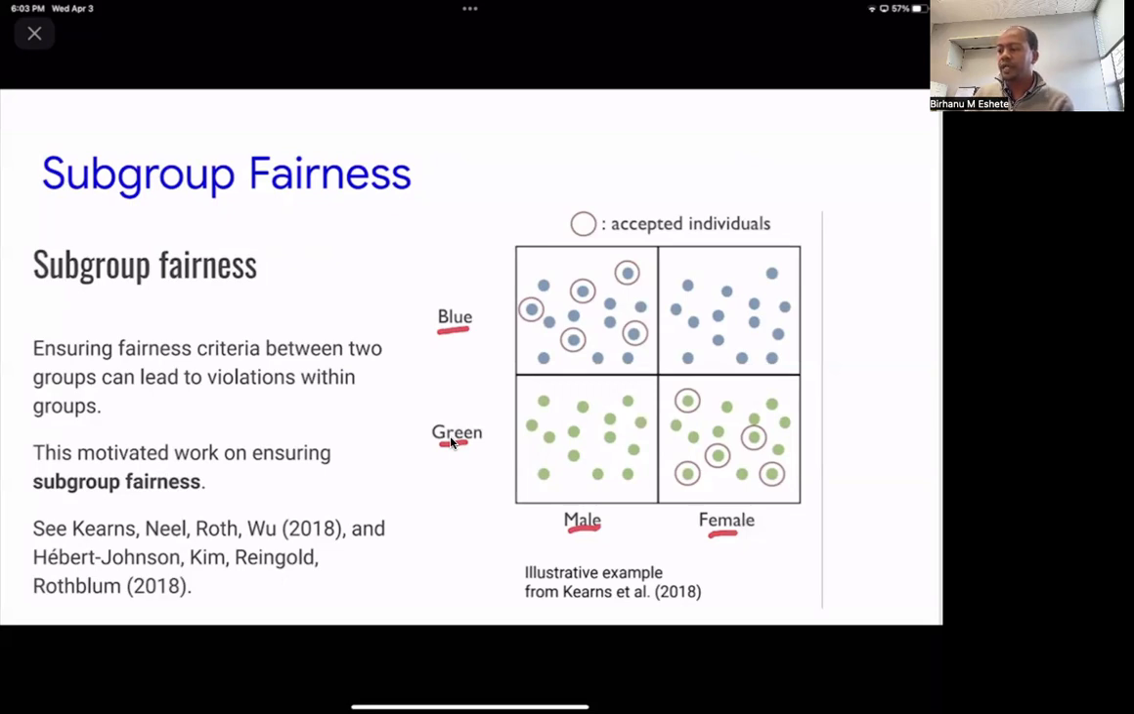So from the blue circles, you have accepted 5 people. And from the green circles, you have also accepted 5 people. So on the surface, the acceptance is equal, 5 from each group, from male and female. But the issue is when you look at the subgroups, right? The blue subgroup in male and the green subgroup in male, you only picked 5 data points from the blue subgroup over here, and you only picked 5 data points from the green subgroup for the females, right? So basically, ensuring fairness criteria between 2 groups can lead to violations within subgroups. So this is actually a violation. On the surface, this looks balanced, but internally, it's not. So this actually motivated work on ensuring what we call subgroup fairness.